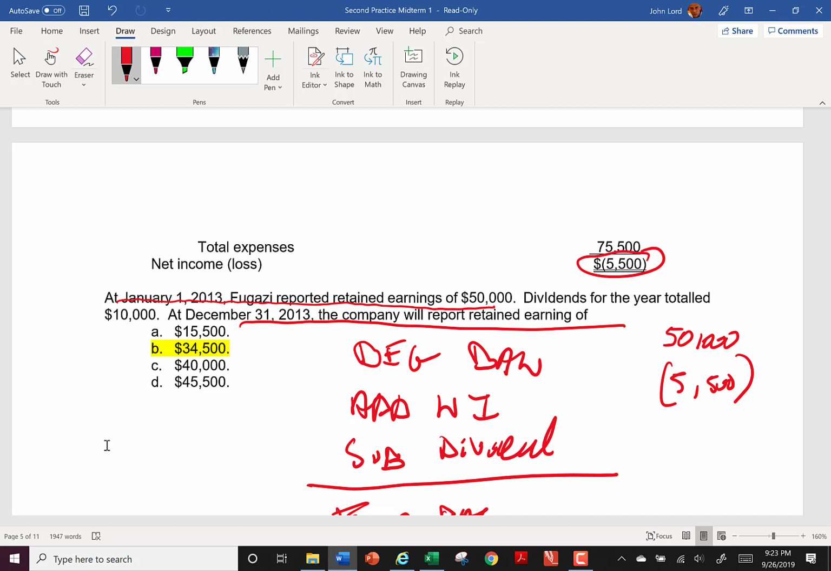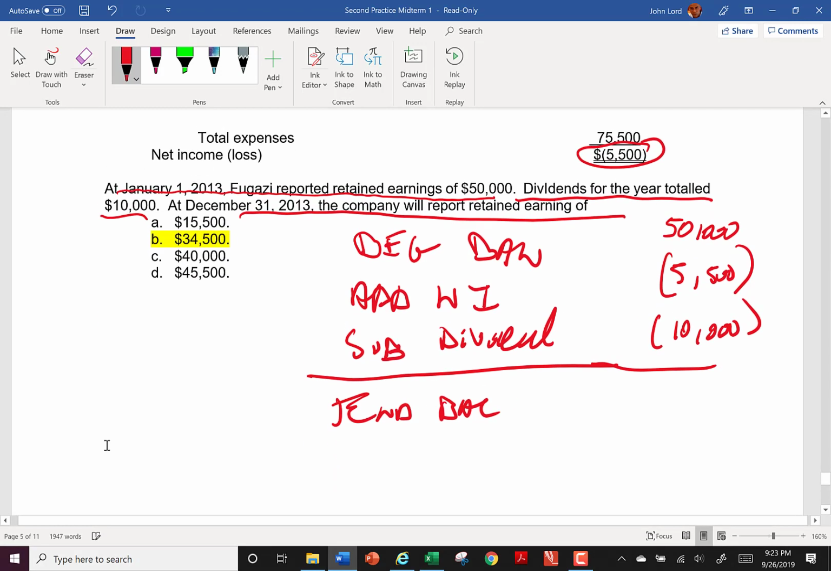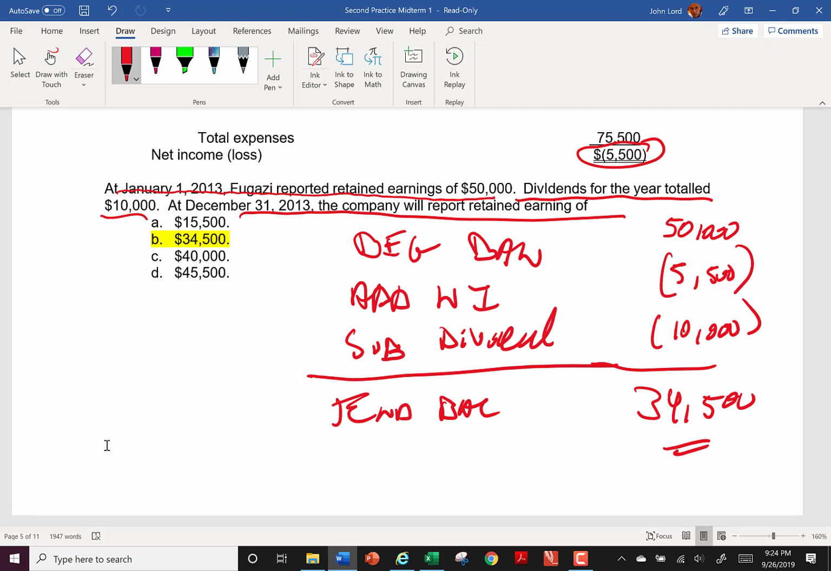And then they made the world's worst business decision of all time and paid a dividend in a year in which they had a loss, right? If you're a shareholder and a company pays you a dividend in a year they hold a loss, assume they're driving drunk and sell that stock, okay? So do I subtract the dividend? I subtract the dividend, 10,000, and now I'm going to have an ending balance of 34.5. Okay?